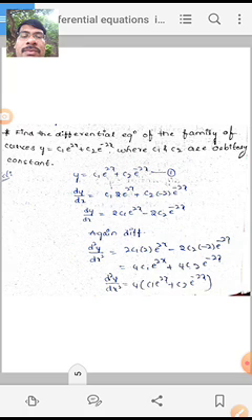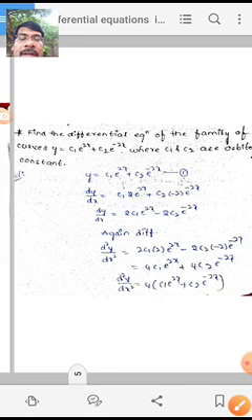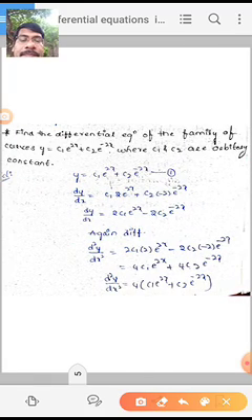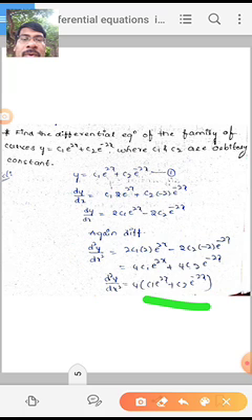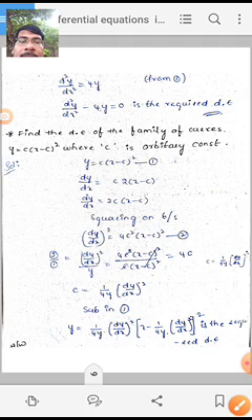In these two terms, 4 is common. The remaining value, c1 e power 2x plus c2 e power minus 2x, is y. Therefore d square y by dx square is equal to 4y. This is the required differential equation of the family of curves with the arbitrary constants c1 and c2.